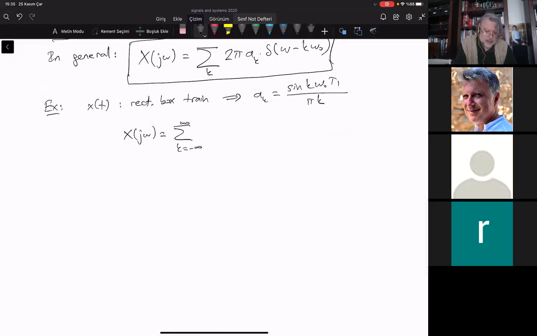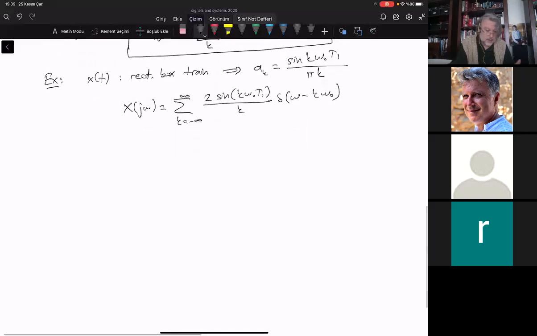This thing, ak, I will have to multiply it with 2 pi. So what is 2 pi times ak? There's a pi in the denominator of ak. That pi will cancel with the pi of 2 pi. And in the numerator, I will have 2 sine k omega 0 t1 divided by k, pi's are cancelled, times delta omega minus k times omega 0, whatever omega 0 is. It's 2 pi over capital T, just a value.